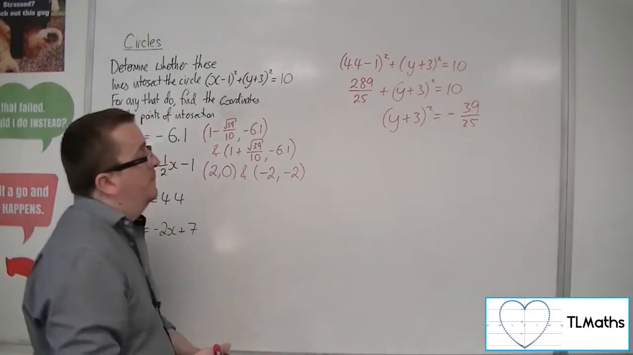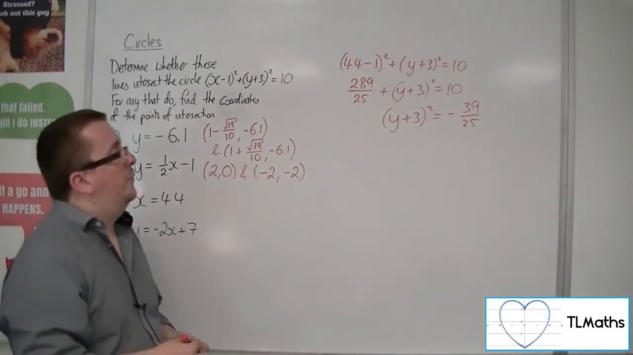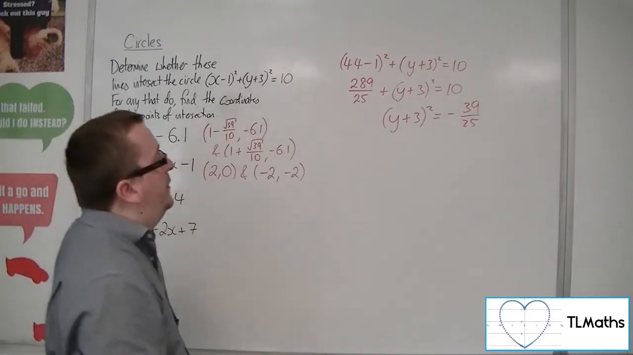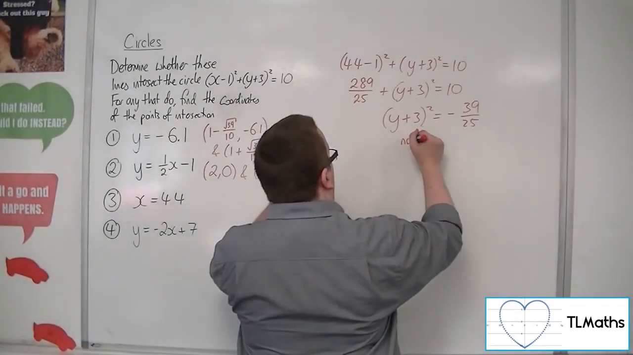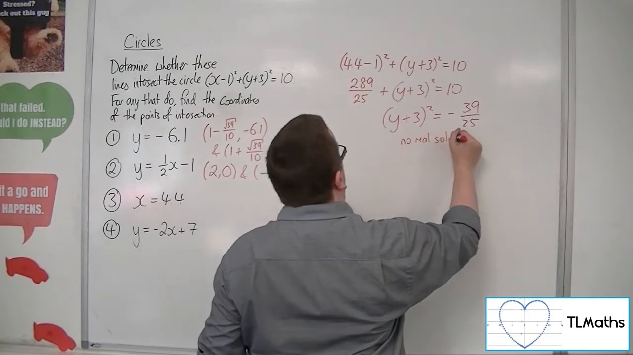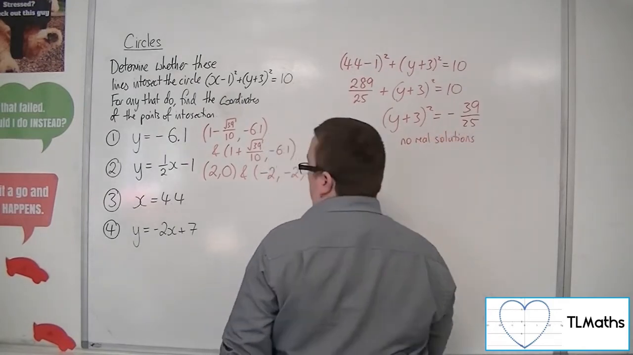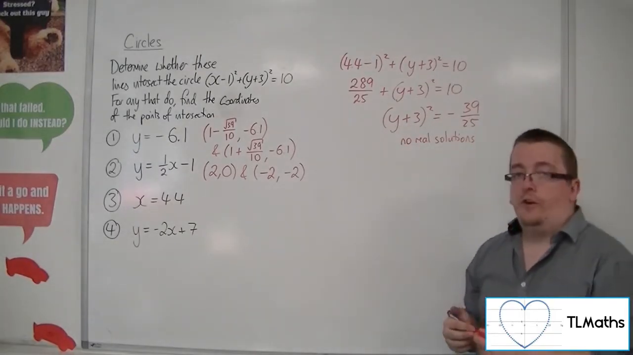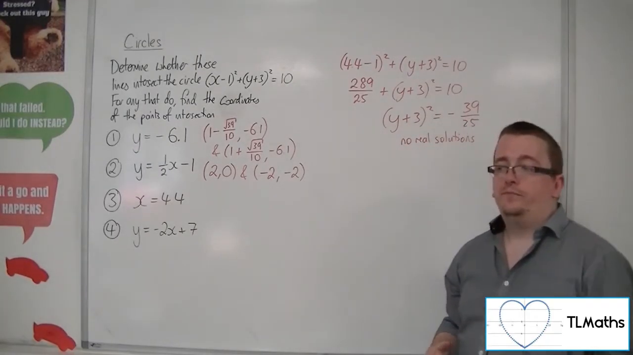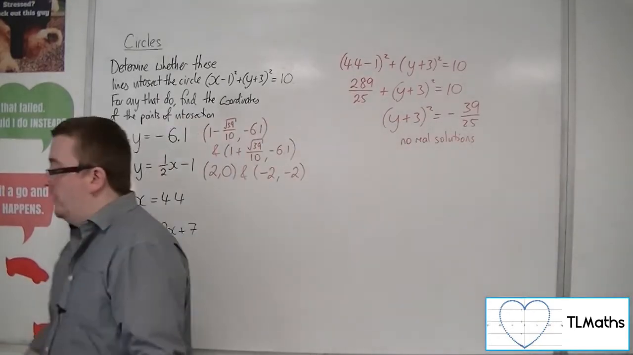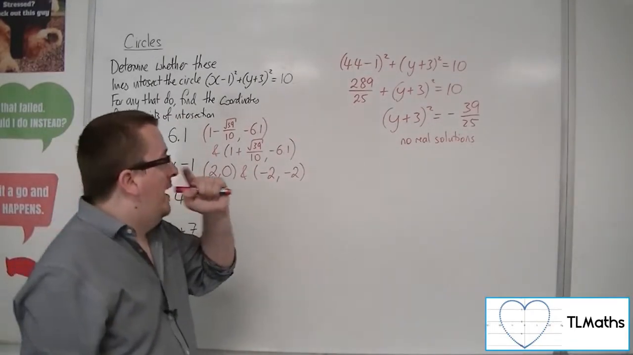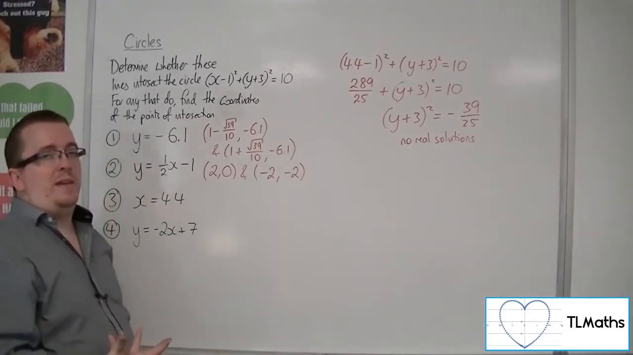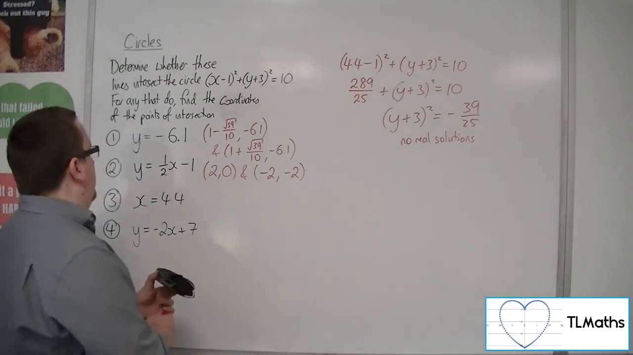So, herein lies a problem, because we cannot square root a negative number and end up with real values. So there are no real solutions to this equation. And so x = 4.4 is a vertical line that does not intersect the circle. Because we've run aground with our algebra here, that has the consequence of contextually meaning that they do not intersect.